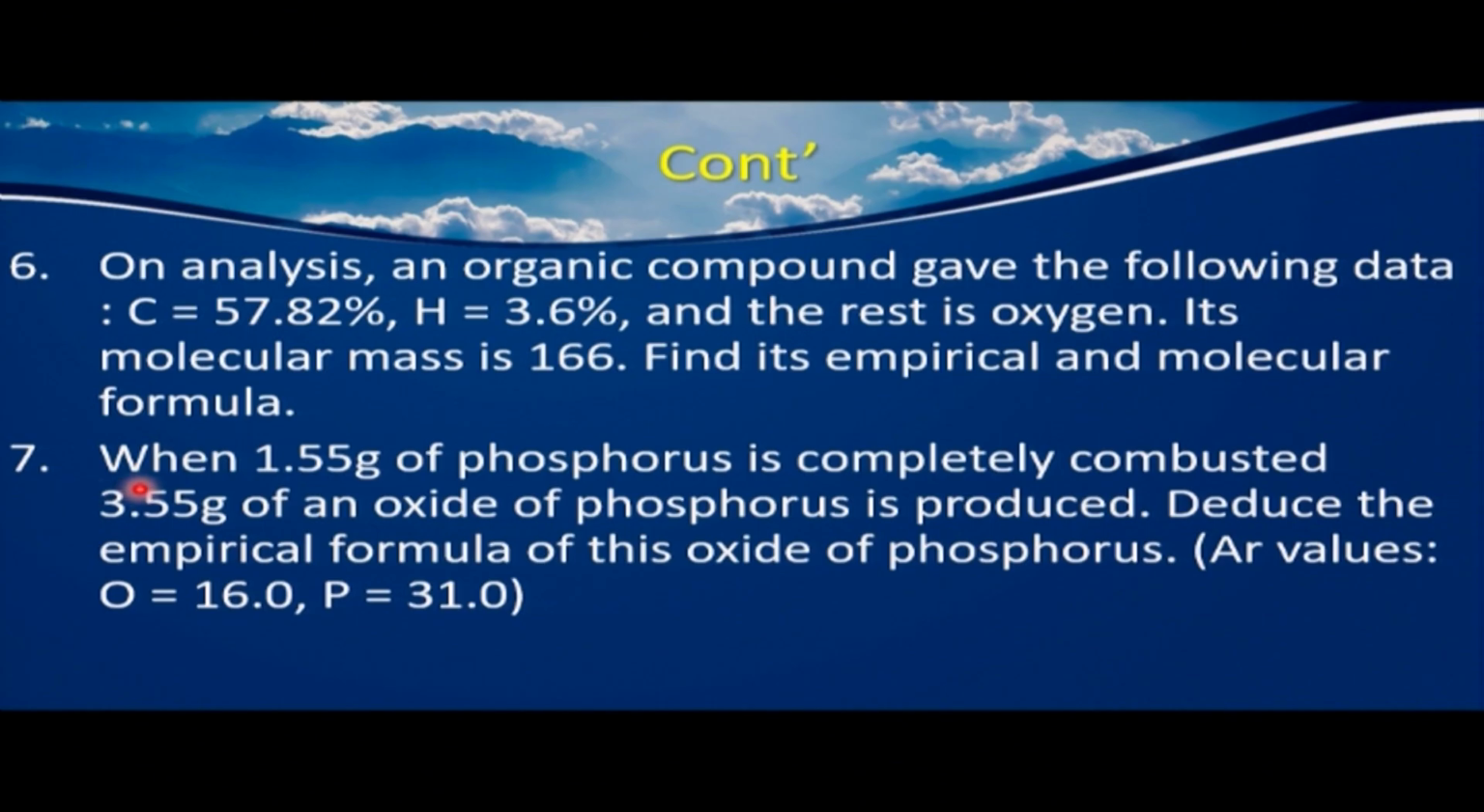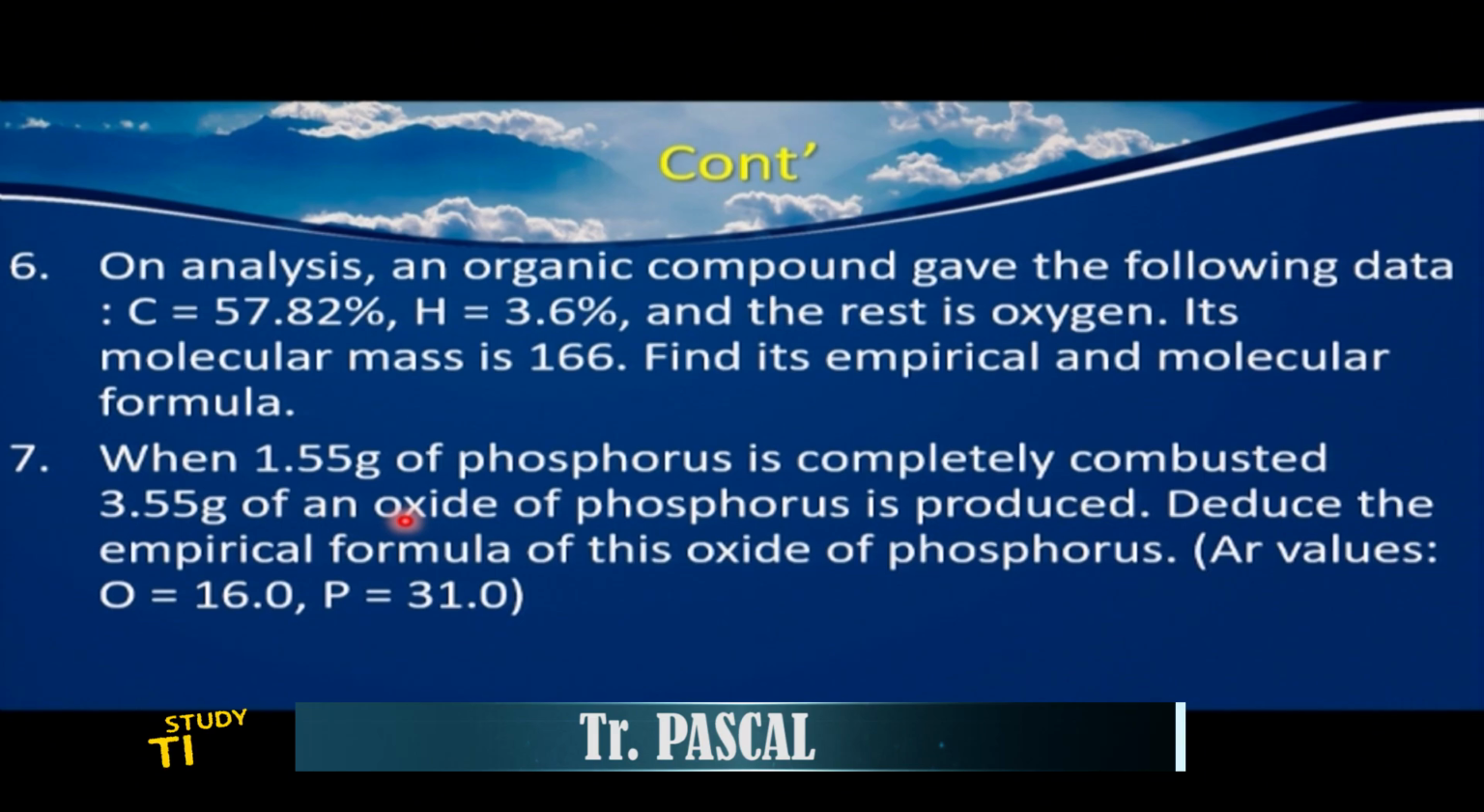And the last question we have here is, when 1.55 grams of phosphorus is completely combusted, 3.55 grams of an oxide of phosphorus is produced. Deduce the empirical formula of this oxide of phosphorus. This is also another type of question we can have in this part of chemistry, the mole concept. And how do we work this out? You can see here we have the mass of phosphorus. After reaction, what increases the mass of phosphorus is the mass of oxygen. So we can use this.